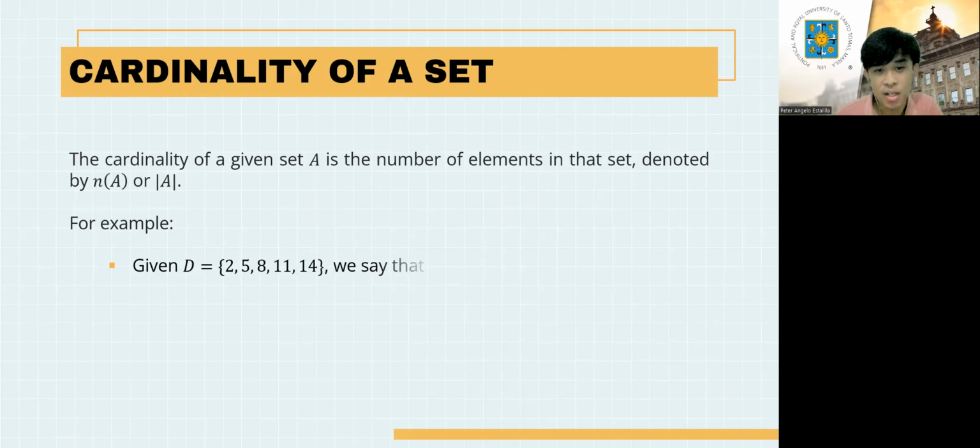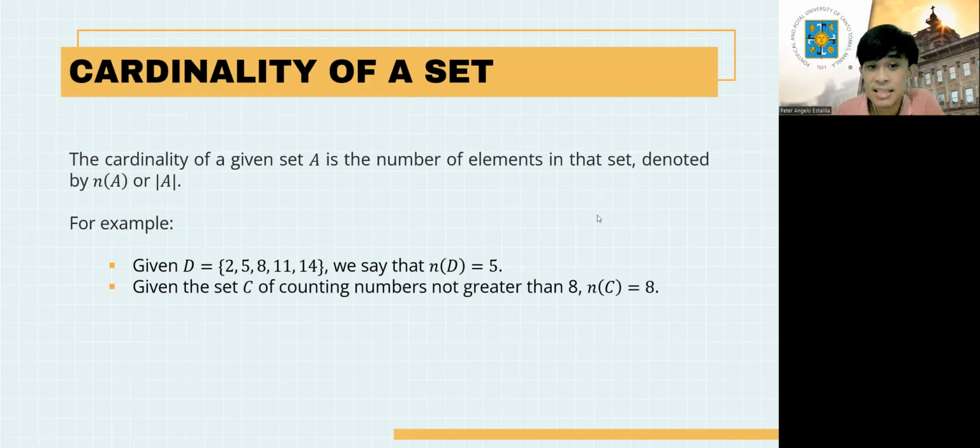So, for example, given this set B, we have 2, 5, 8, 11, 14. We say that the cardinality of B is 5. Bakit? We have 1, 2, 3, 4, 5 elements. Gets?